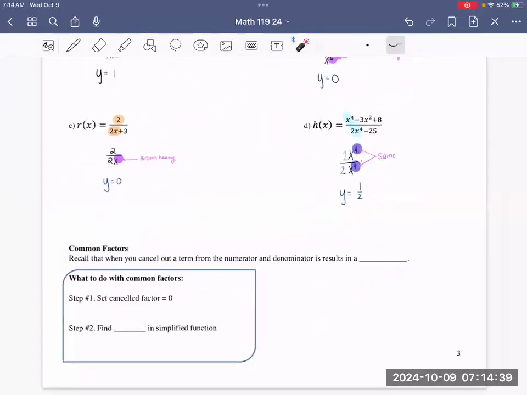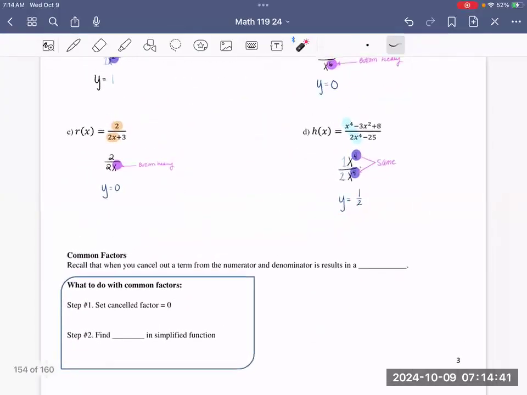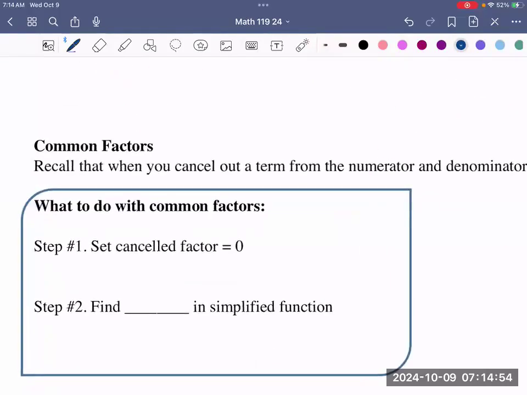Now let's take a look at common factors. Recall that when you cancel out a term from the numerator and the denominator, it results in a hole. So how do you find the hole? Well, first you're going to set your canceled factor equal to 0 and find that x value. And then you're going to find your y value by plugging it into the simplified form.